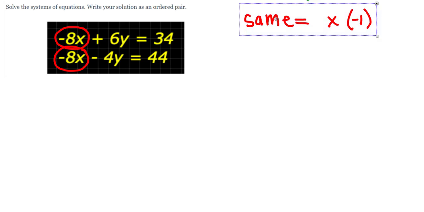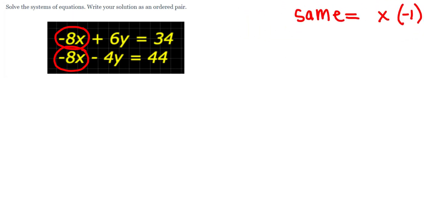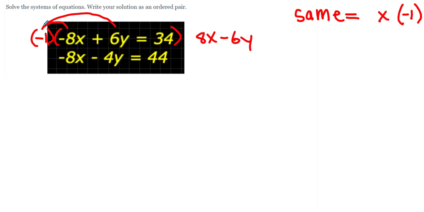Let me move that over here. So I'm going to choose to multiply the top equation by -1. Make sure you keep it in parentheses, otherwise sometimes it'll look like you're subtracting 1. So -1 distributed to -8x is positive 8x. -1 distributed to 6y is -6y. And -1 distributed to 34 is -34.